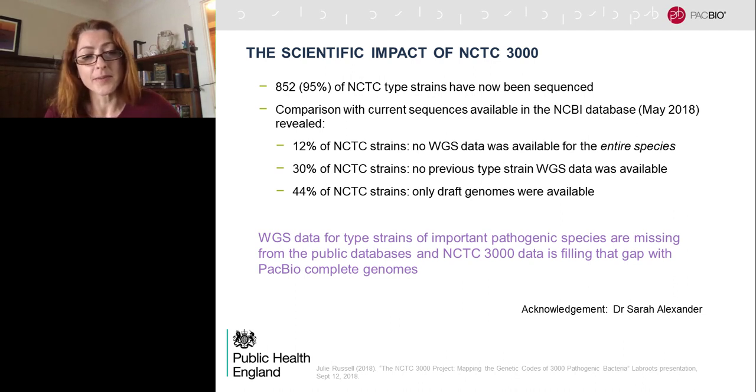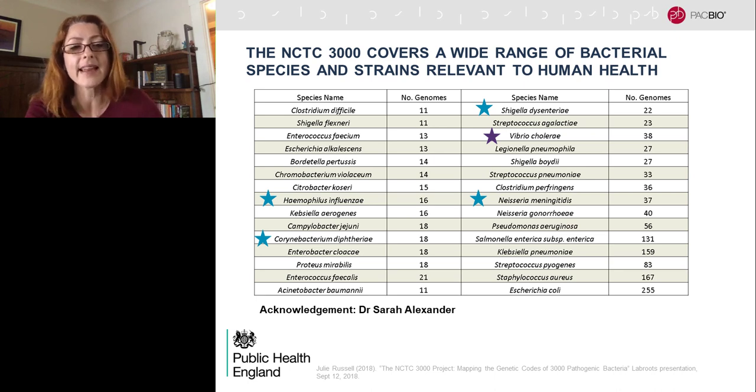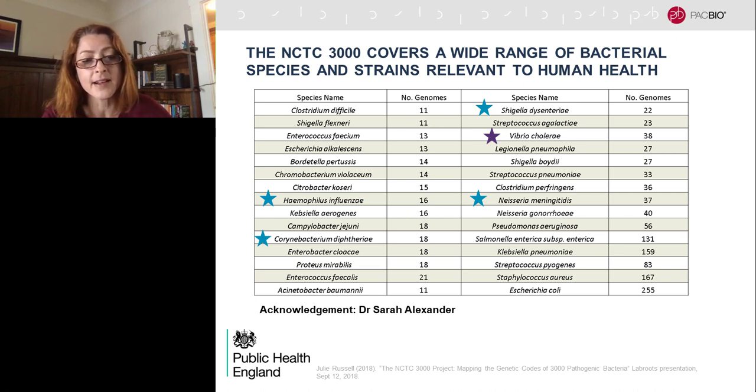We're very happy to work with them to start to fill in this gap in public databases and to really enable researchers to do a more robust study. And you'll see here that NCTC is very much focused on strains that are relevant to human health. And this includes, of course, a number of species that should be very familiar to people that work in the infectious disease worlds, including influenza, diphtheria, dysentery, meningitis, and then the one I wanted to talk about in a little more detail, Vibrio cholera.